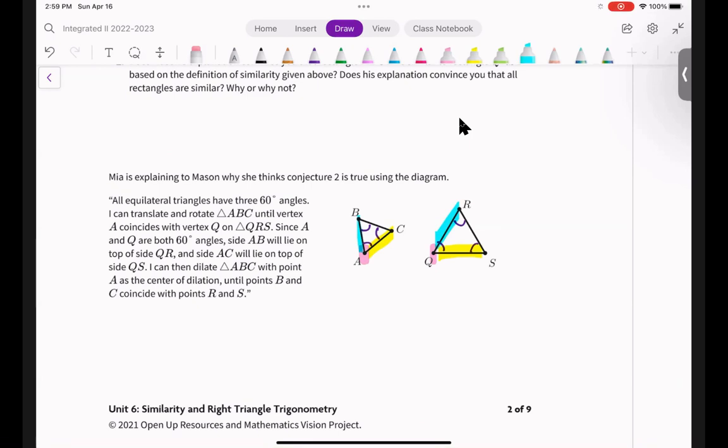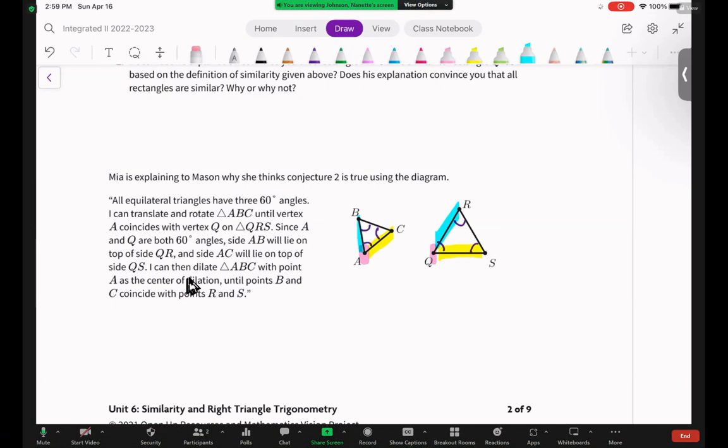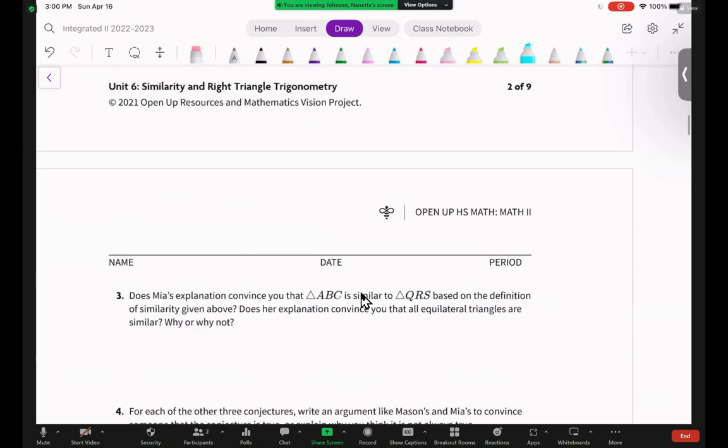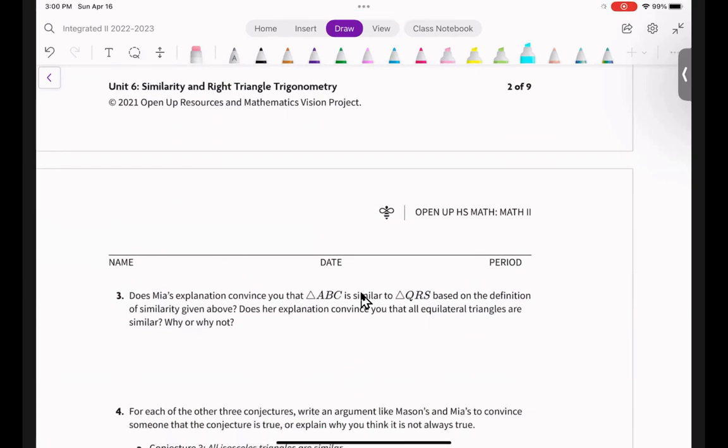So do you see how you're doing that? And then she says, then I can dilate ABC with point A as the center of dilation until B and C coincide with point R and S. So I want these 2 to grow, C to grow all the way till it gets to S, same with R, okay? And if you want, we could use kind of like tracing paper and look at this so that you all can see that these 2 are in fact the same, right? So do you agree with Mia?